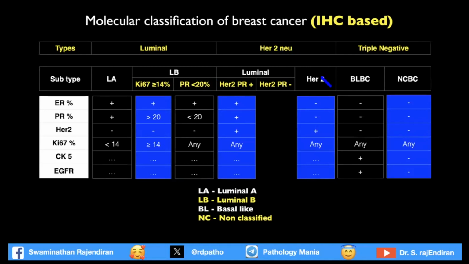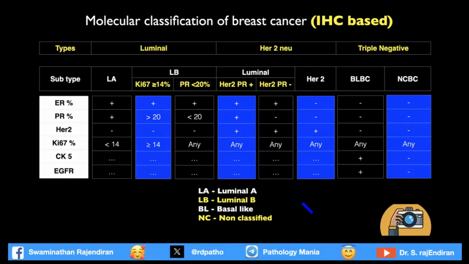And HER2 neu can be only HER2 neu positive, or it can have both ER and PR positive. It's like a triple positive. So they divide into HER2 neu with luminal markers positive, and here HER2 neu and ER positive with PR negative. So whenever HER2 neu is positive, is it only HER2 neu, or are other markers also positive? So this is the simplest way we classify breast cancer by IHC.